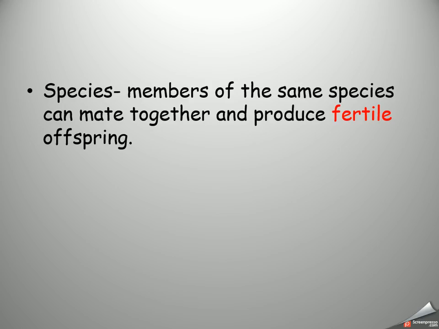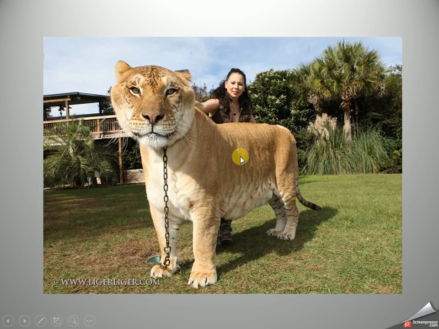Okay, moving on. Species. They are members of the same species that can mate together and produce fertile offspring. So this is being mated with a tiger and a lion, and this is not a species.